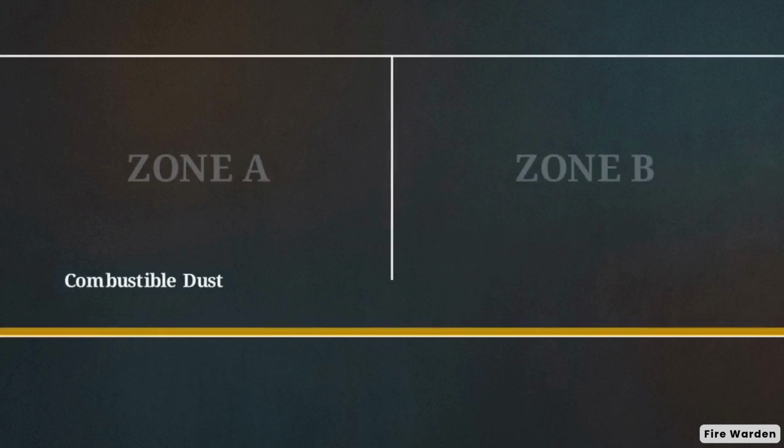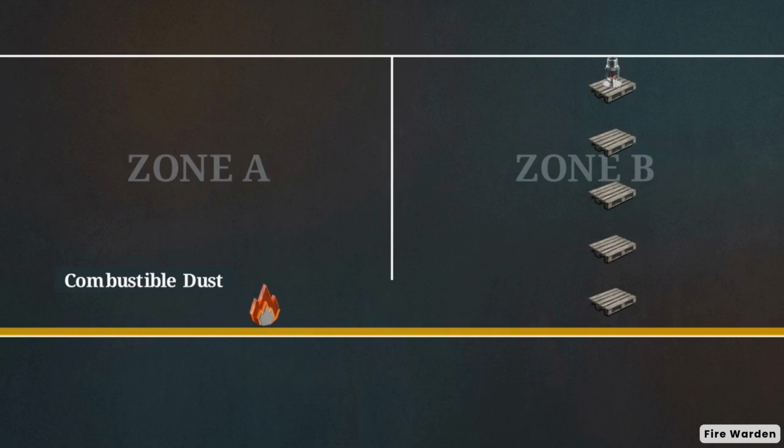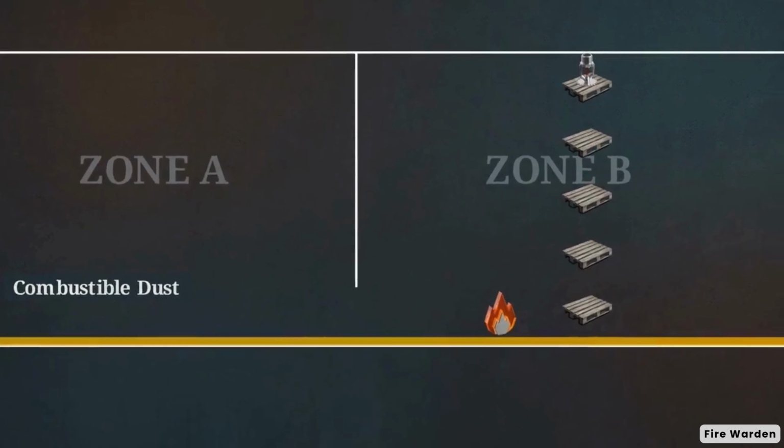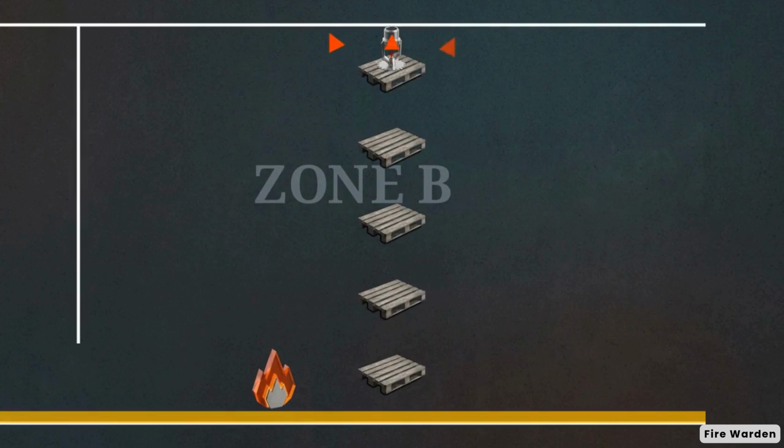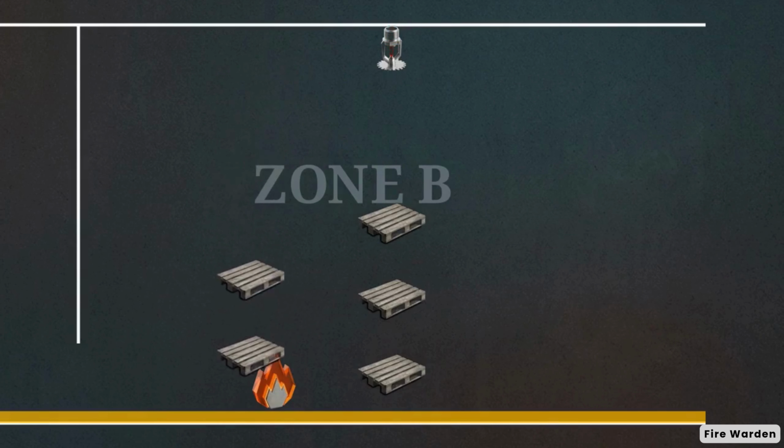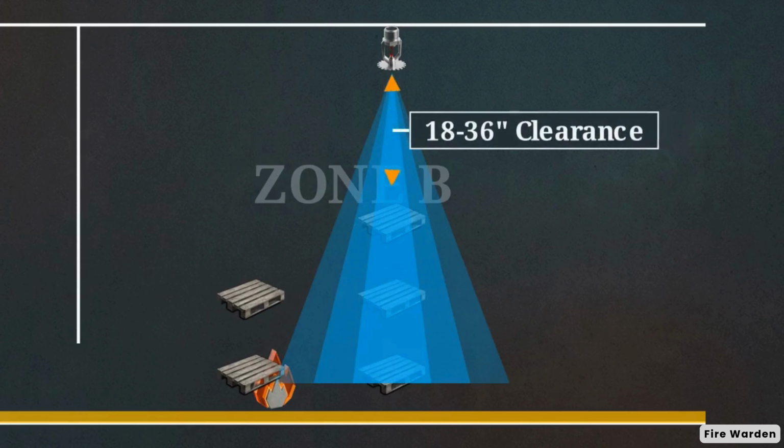As this diagram illustrates, continuous combustible dust allows fire to bridge 2 zones. Vertically, stacked pallets create a thermal bridge, radiating heat upward. Lowering them restores a physical gap, providing the mandated clearance radius for sprinklers.